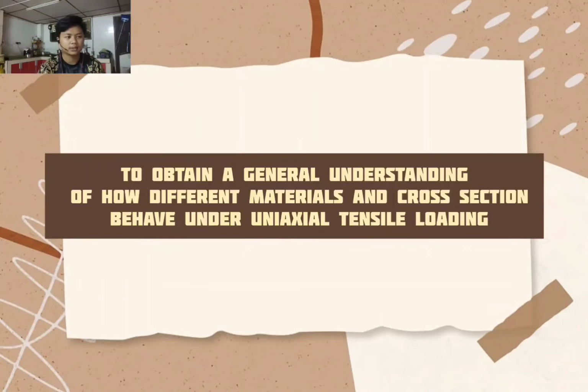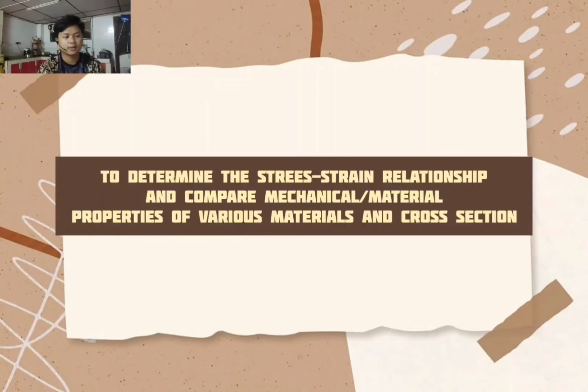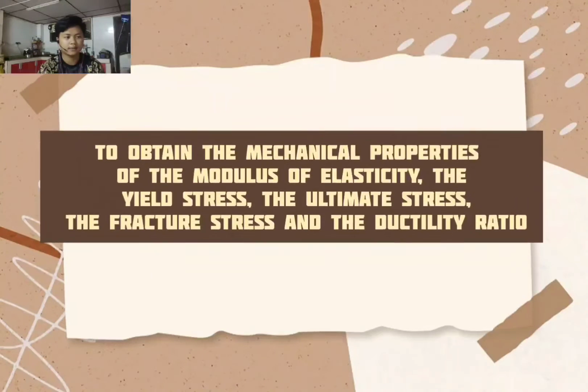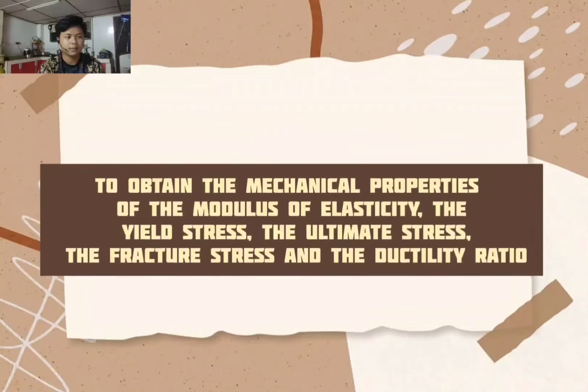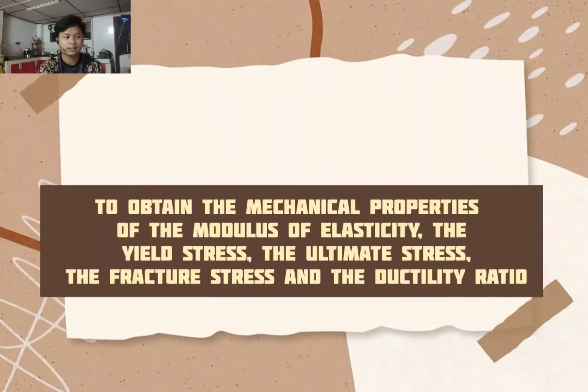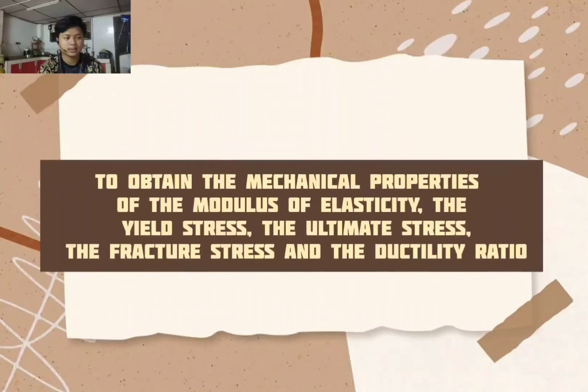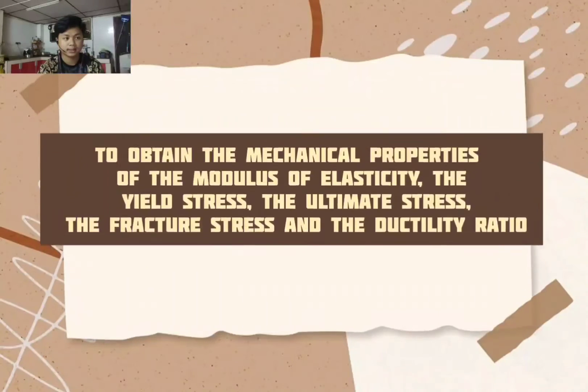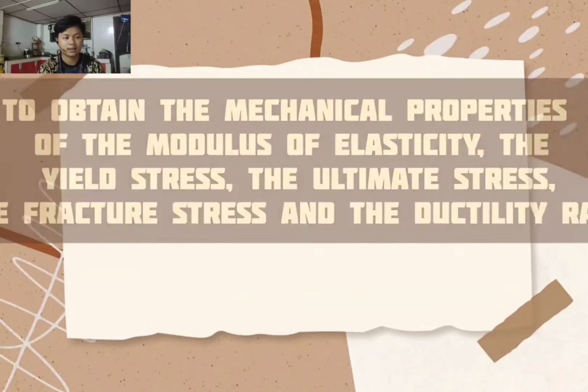material and cross-section behave under an axial tensile loading. Second, to determine the stress-strain relationship and compare mechanical material property of various material and cross-section. And the last objective is to obtain the mechanical properties: the modulus of elasticity, the yield stress, the ultimate stress, the fracture stress, and the ductility ratio.